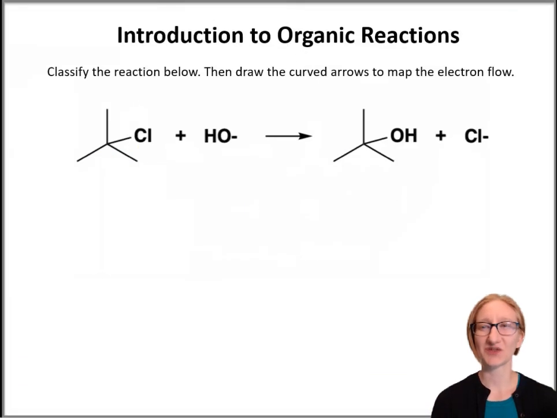We'll end here by answering the question we posed at the beginning, to classify the reaction shown and then draw the curved arrows to map the flow of electrons. We'll approach this question just like we did the last one. To classify the reaction, we'll determine how many reactants and products we have. And here we have two reactants forming two products. So this is a substitution reaction.